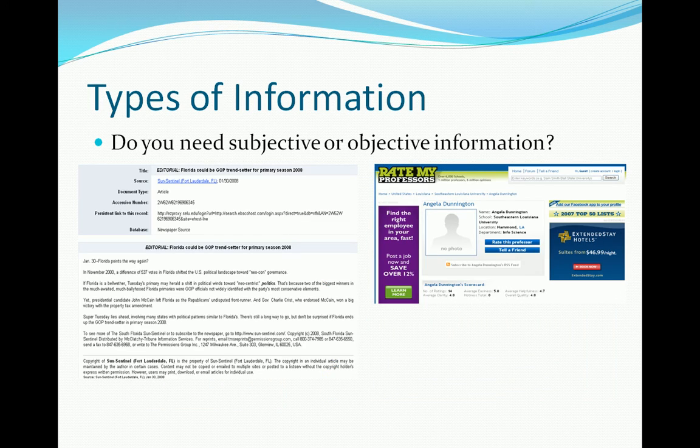The next type of information is the subjective and the objective information. The objective information should present all sides of a topic. And that's something like a reference tool or other information. Here you'll notice on the slide I have an editorial from a newspaper. Here the journalist is providing their own viewpoints related to the topic of the primary season in 2008.